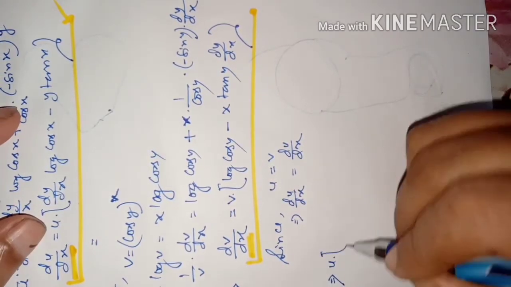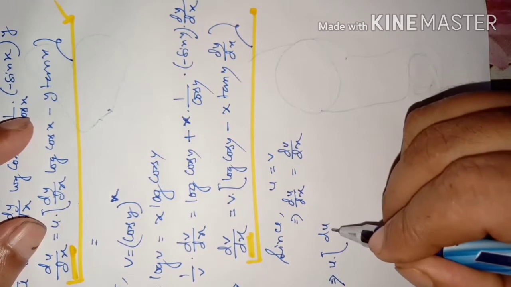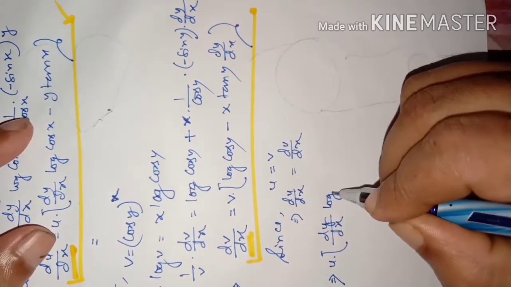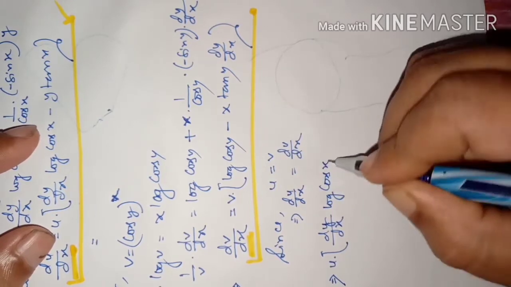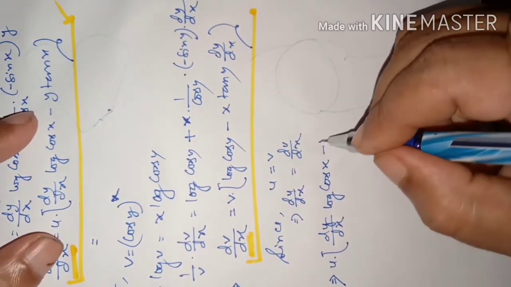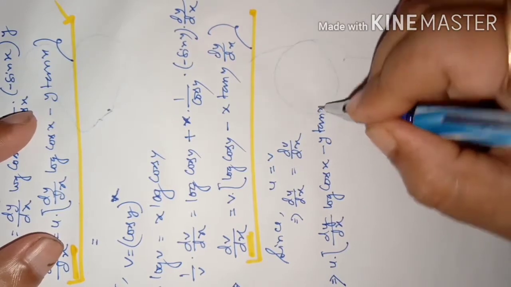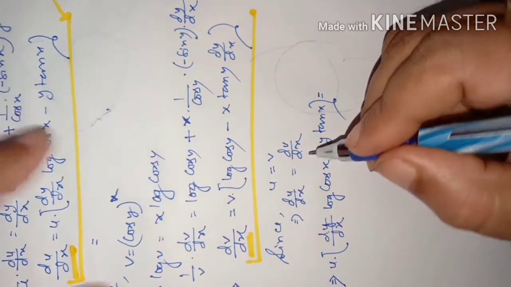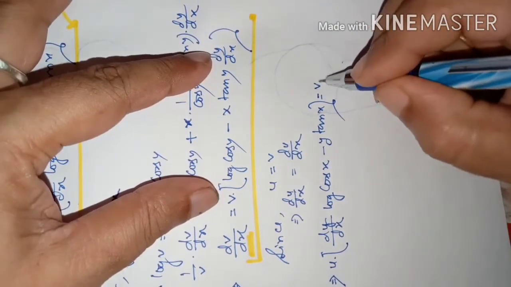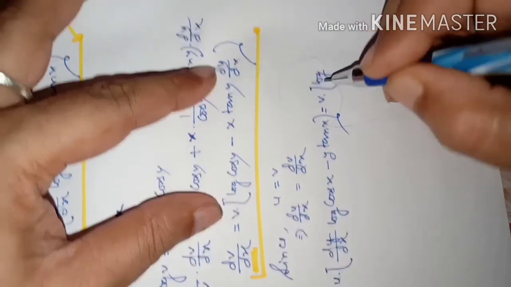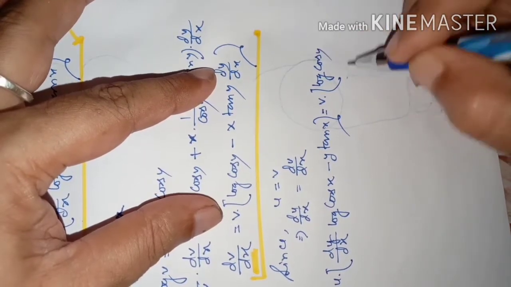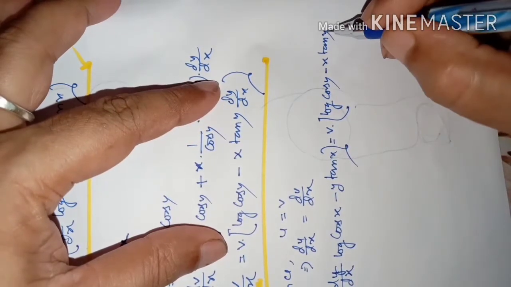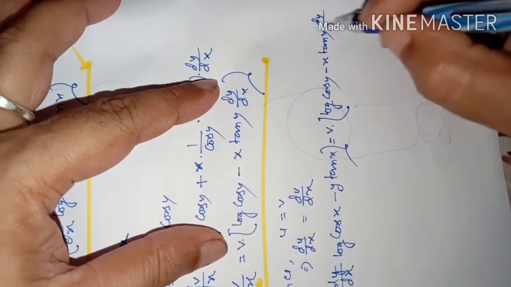u times dy by dx into log cos x minus y times tan x is equal to dv by dx, this expression, v into log cos y minus x tan y into dy by dx.